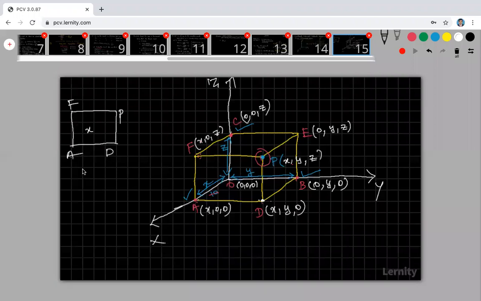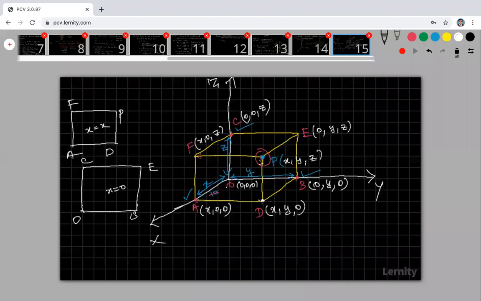But dear students, please note down the another plane. This is O, B, E, C. What is in OBEC? My x is 0. See that? 0, 0, 0, 0. My x is 0. Here my x is x alone. Here my x is 0.